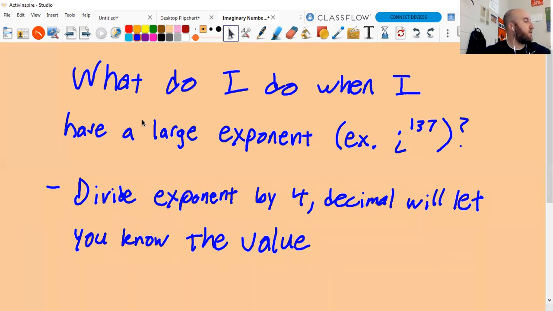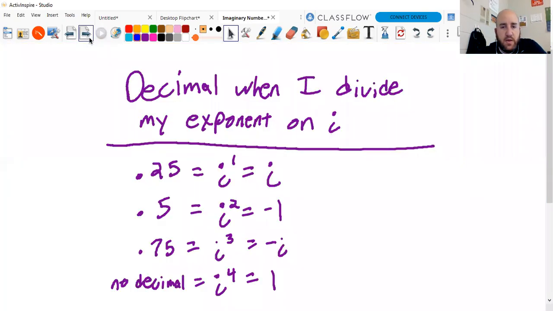So I would divide, where's my regular calculator? 137 divided by 4. Punching in here, I would get 34.25. Okay. So my decimal when I divide my exponent on I, if I get 0.25, it's equal to I to the 1st, so it's equal to I. So if I asked you on a test, what is the value of I to the 137th power? Your 4 answer choices would be I, -1, -I, +1. Not necessarily in that order, might switch the order up on you just to see if you're paying attention. But I would be my answer.